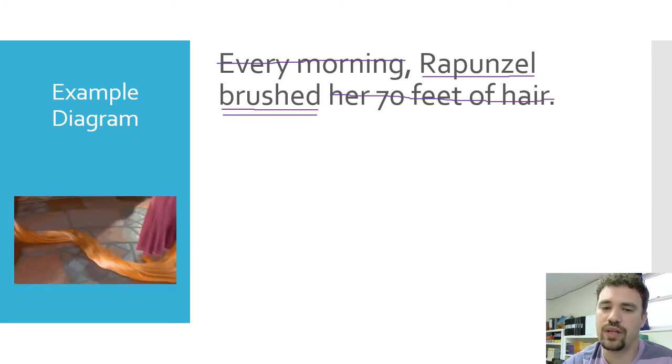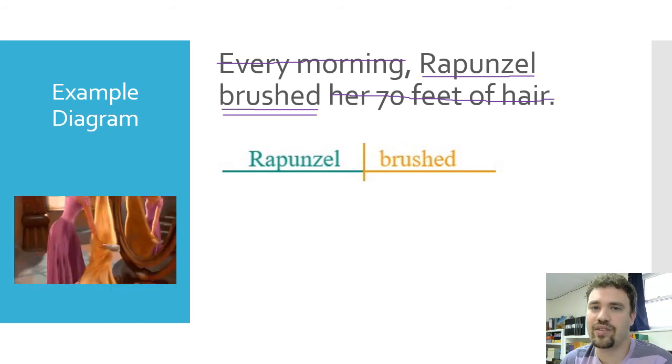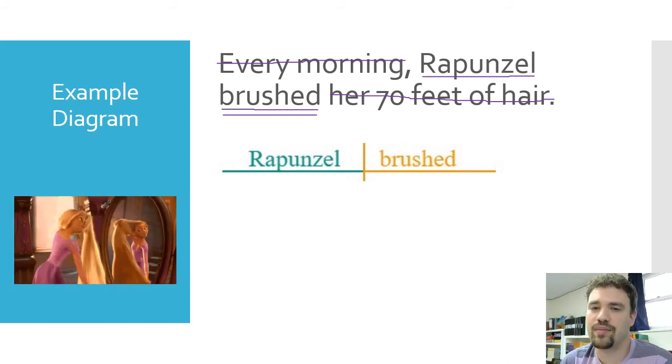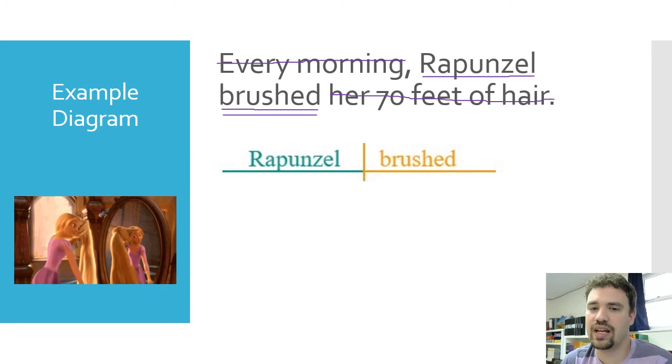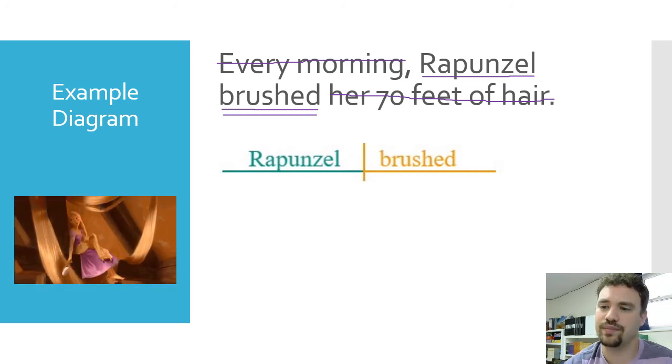So let's see what that would look like. Pretty much like our last diagram, Ariel sang, Rapunzel brushed, same thing. Horizontal line with a vertical line in the middle. Before the vertical line, our subject Rapunzel, and after the vertical line, our verb brushed.